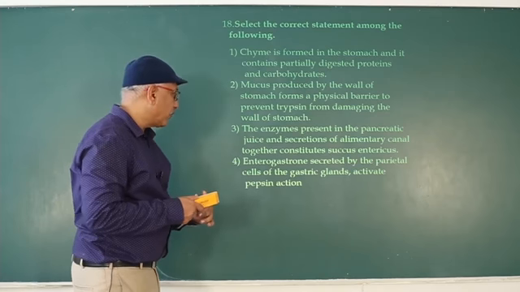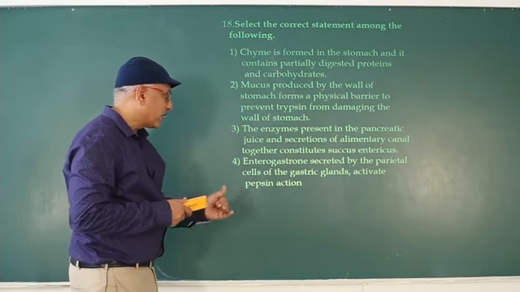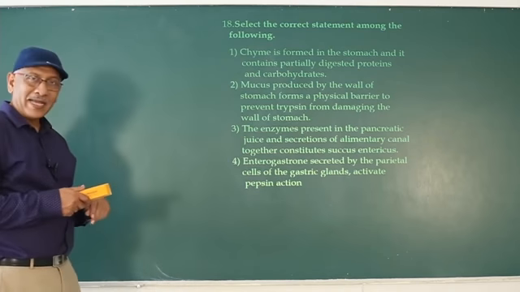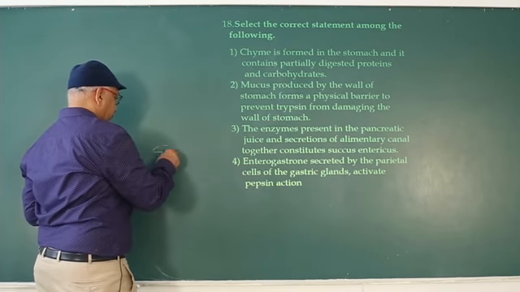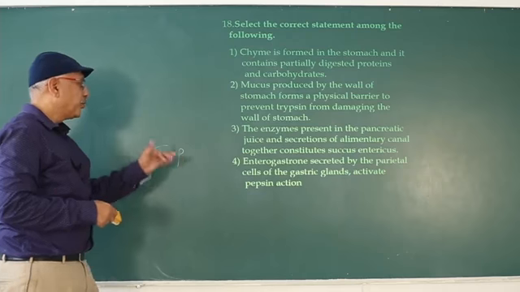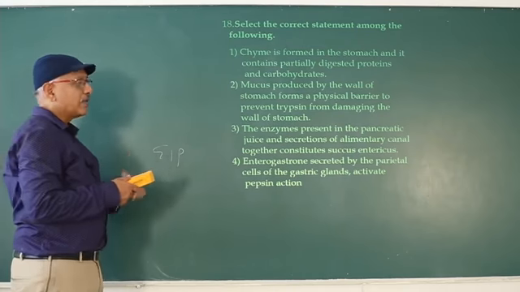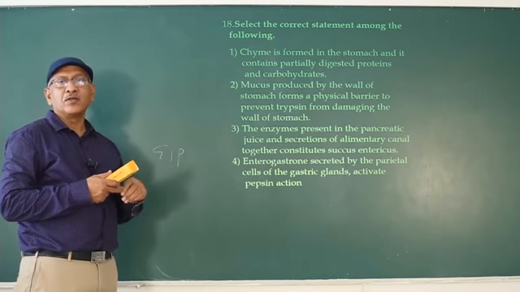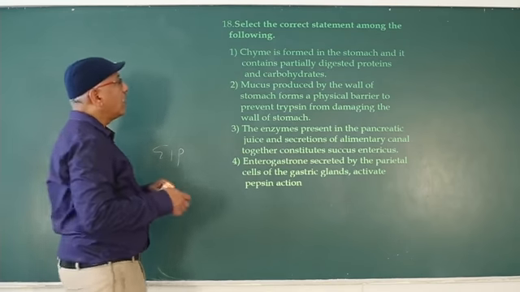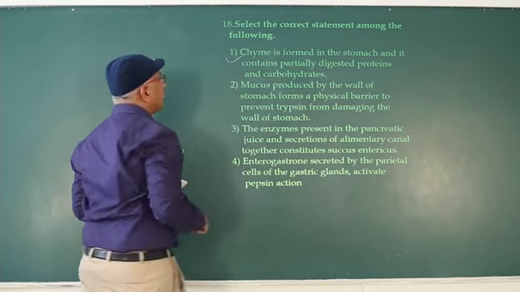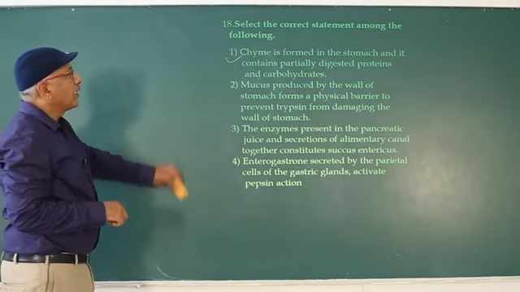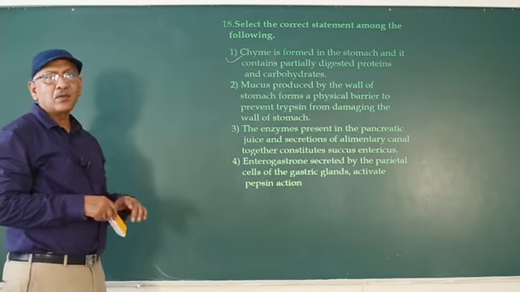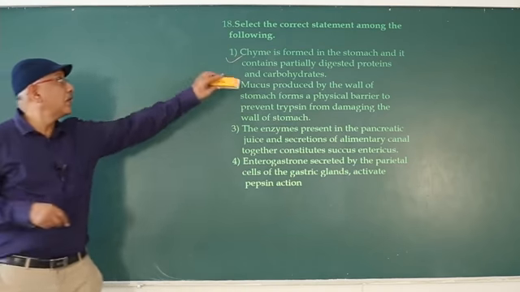Enterogastrone secreted by the parietal cells of the gastric glands activates the pepsin action. So wrong. Enterogastrone, or gastric inhibitory peptide, is secreted by the duodenal mucosa and inhibits the gastric glands. It is antagonistic to the hormone gastrin. So the answer is the first one: chyme is formed in the stomach and it contains partially digested proteins and carbohydrates. Next question.